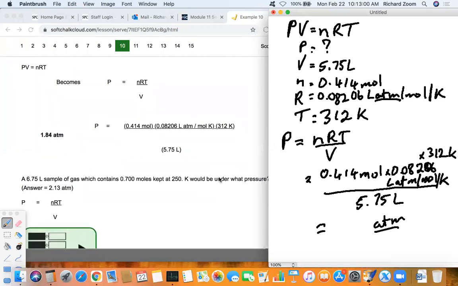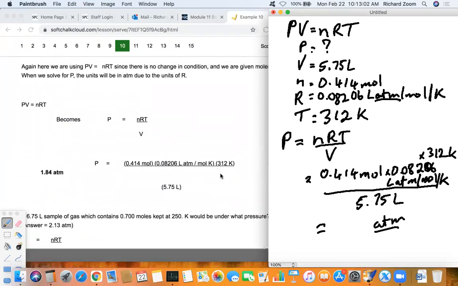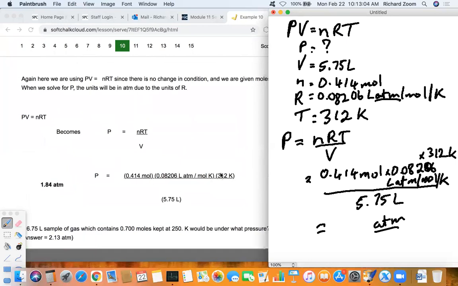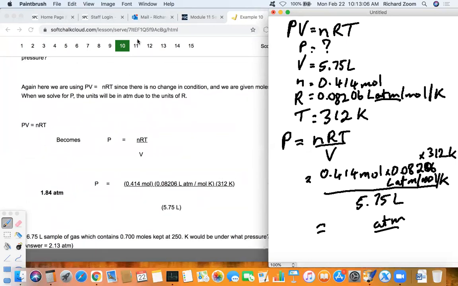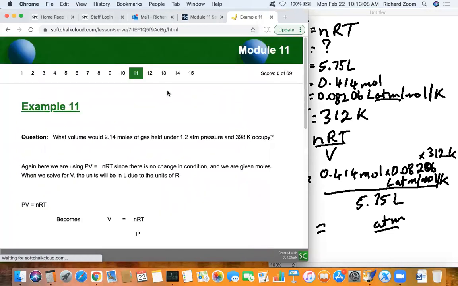Does anybody have any questions about doing any of this? In the test, would it require atmosphere or would it require millimeters of mercury? Well, if you're not told, then just go with atmospheres because that's the unit that R is given in. Okay. But generally, I think you'd be told.